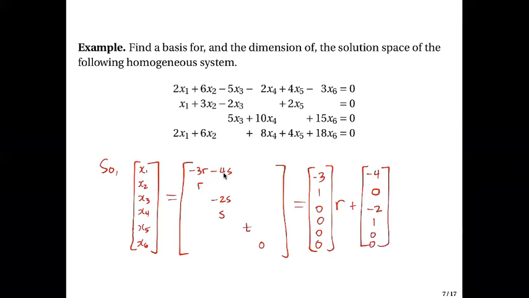And then you have here s, plus for the t, we just have t on the fifth row. Then everything else is 0. So you will have 0, 0, 0, 0, 1, 0. And then this is your t.